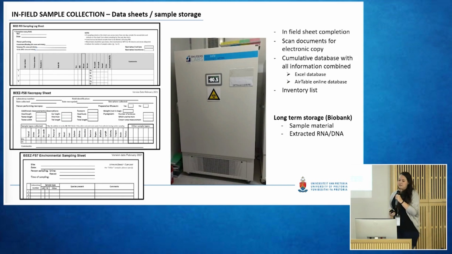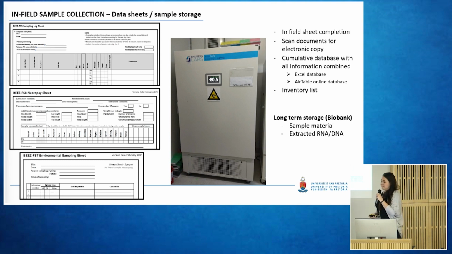So just quickly on data sheets and sample storage. It is very important to keep a good record of the samples you collected, because without that, the samples are actually useless if you can't link them to an individual or a location or a sample type. So what we do is we have these sheets, and I only put up a few examples for you, which is a sample sheet, a necropsy sheet, and then our environmental collections sheet, where we log different things. These are also in the back of the manual, where we provide all the SOPs for what we do.